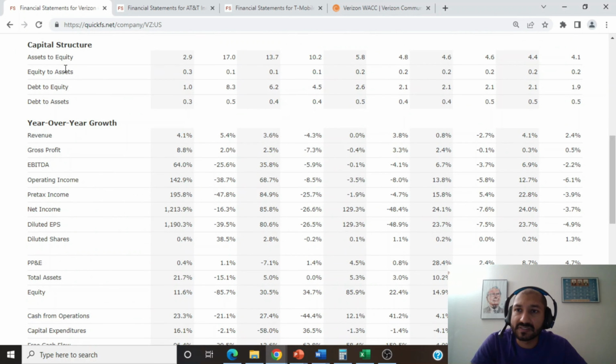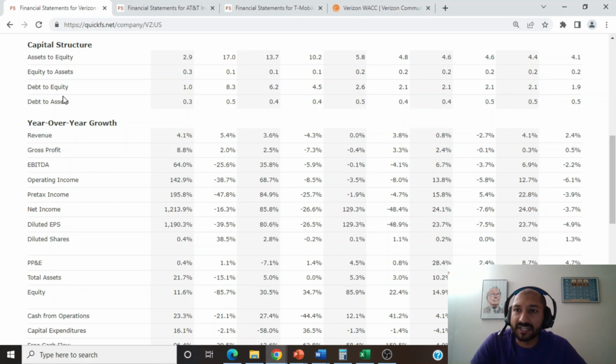The first item on the list is the asset to equity ratio. As the name suggests, this ratio compares the company's total assets to its shareholders' equity. A high asset to equity ratio tells us that more of the company's assets are financed via liabilities. Back in 2013, the company's asset to equity was at 2.9 times, and for the year 2022, it's at 4.1 times. The company's asset to equity got to a high of 17 times back in 2014. However, ever since then, we can see that the company's asset to equity ratio has been trending downwards.